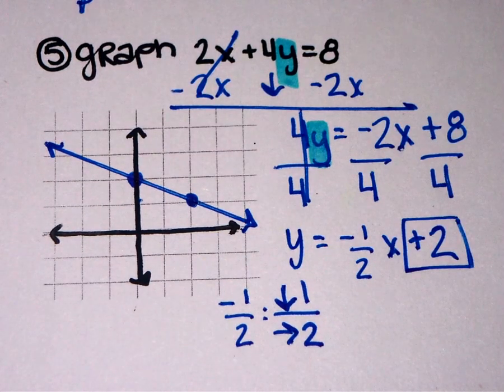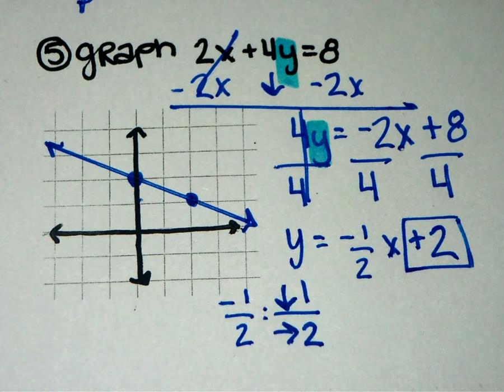Just remember, you can't graph it unless the slope and y-intercept are easily visible. They're only visible when it's in y equals mx plus b form.